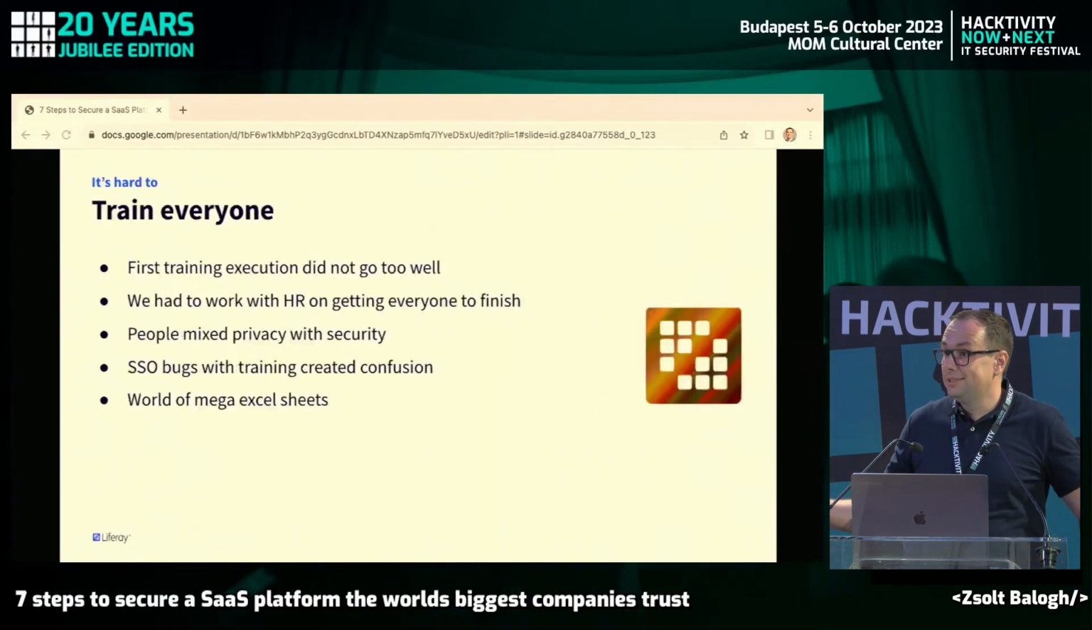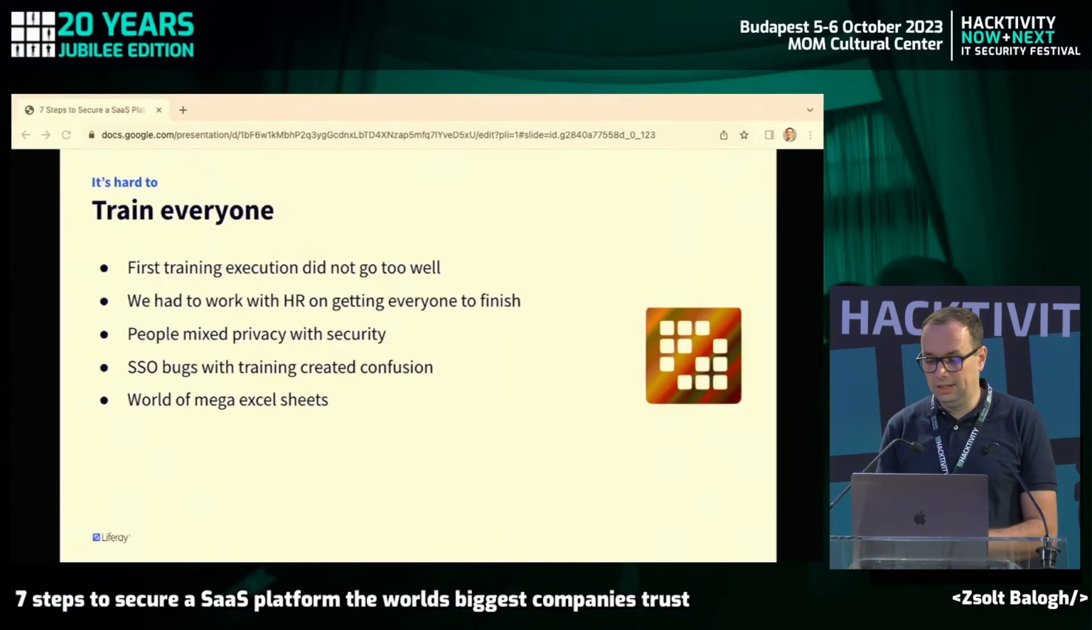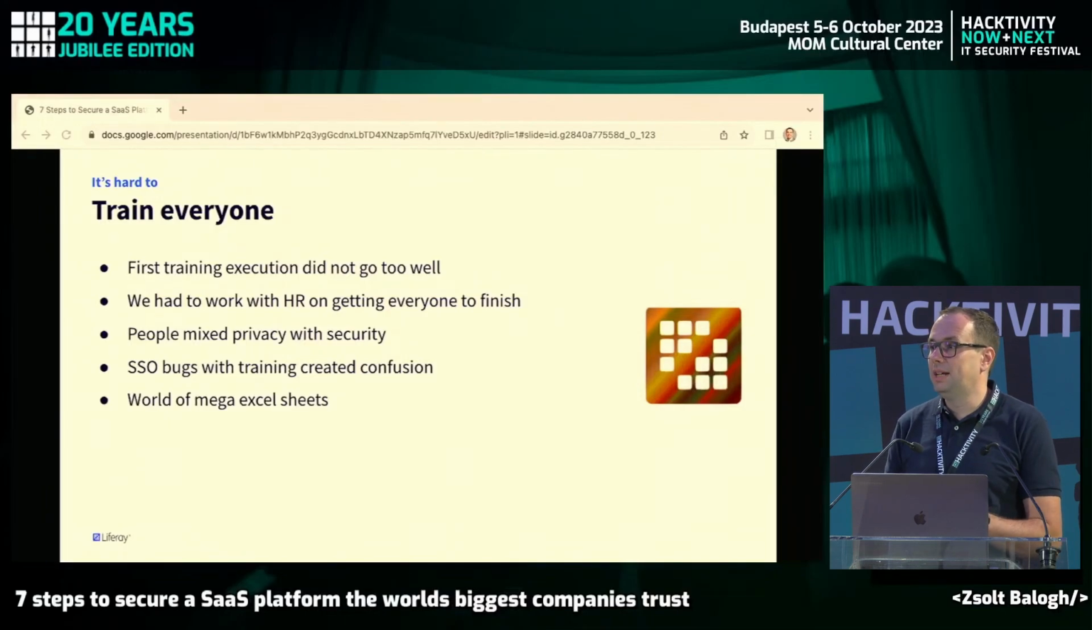But then we also still had to execute the training. We had to train everyone. It was really hard to go through the training. We had to work with HR to get everybody finishing. We actually had to send warning emails. It was a huge Excel magic to integrate all the systems. We even had an SSO bug, and by mistake we notified everybody. It was a crazy thing.